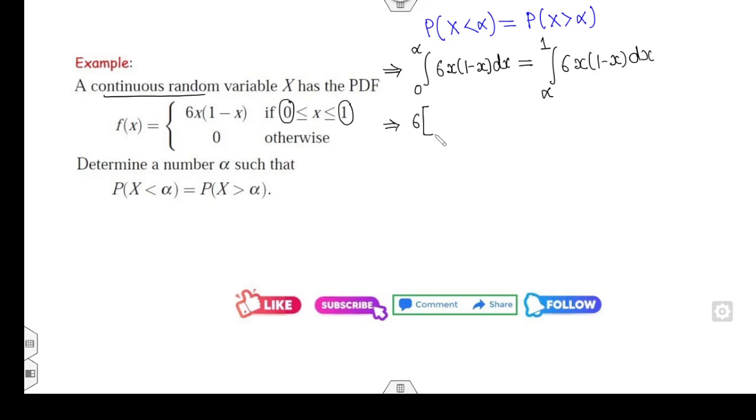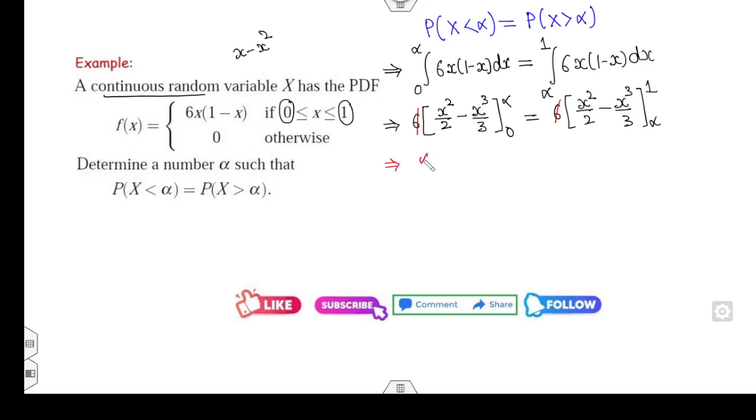6 is outside, it's x. If you open them, it's x minus x square. What is the integration of x? x square by 2. Integration of x square is x cube by 3, from 0 to alpha. 6 is again outside, it's x square by 2 minus x cube by 3, from alpha to 1. Fine. 6 and 6 will be cancelled out. एक बात याद रखना, ये नहीं कैंसिल होगा because their limits are different.